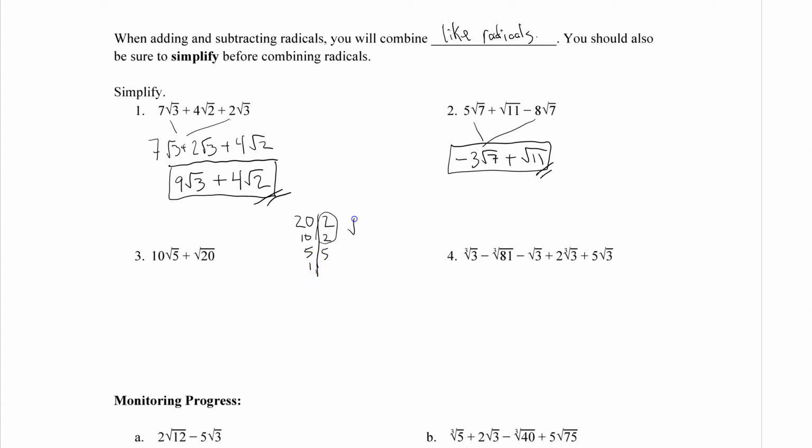So the square root of 20 we can rewrite as the square root of 2 squared times 5, or 4 times 5, which is 20. And the square root cancels the 2, leaving 2 square root of 5. So 10 square root of 5 plus 2 square root of 5. Now they're like terms. That gives us 12 root 5.